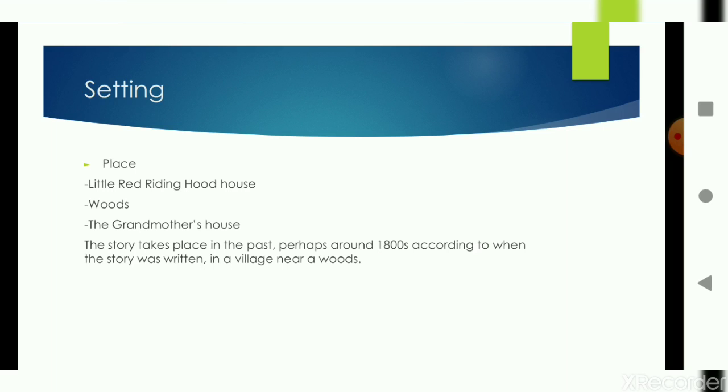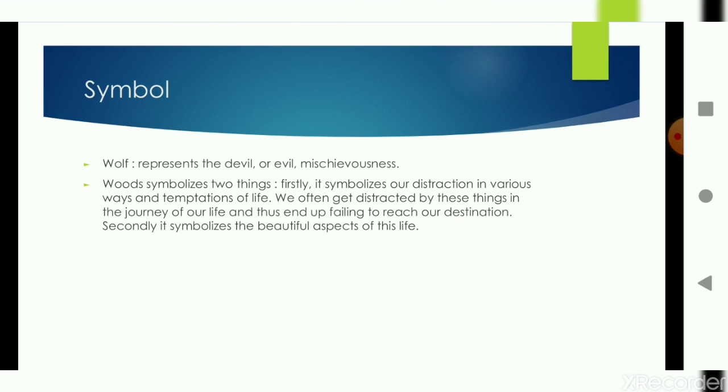From the story, we can expect that the story takes place in the past, perhaps around the 18th century, according to the story, which was written in a village near the woods. Next, we have symbols. In this story, we have two symbols. First, the wolf, who represents the devil or evil mischief.